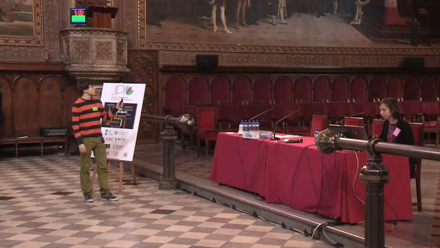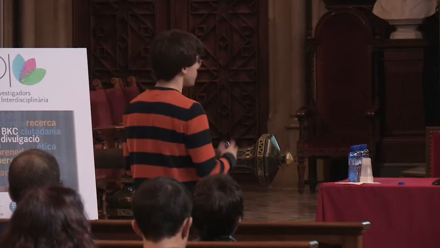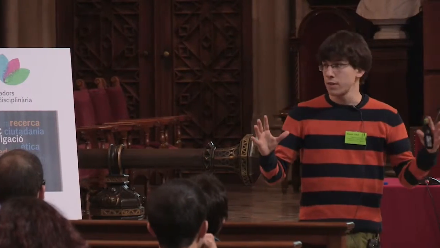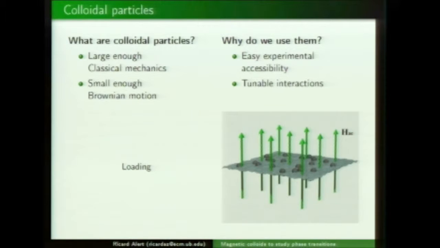Okay, so I'm Ricard Alert, and I'm going to tell you about how to use magnetic colloids in order to study phase transitions. So first of all, for those of you who don't know what colloids are, a simple definition is that colloidal particles are particles that are large enough to be described by classical mechanics, but at the same time small enough to continuously undergo Brownian motion. Okay, and I had a video prepared here to see what Brownian motion is, but we can skip it or see it when I just finish.